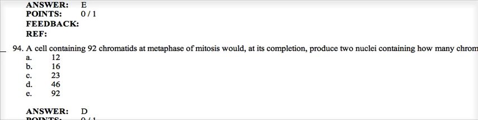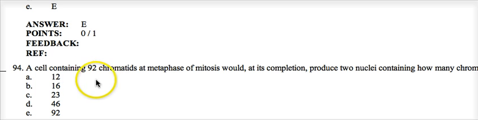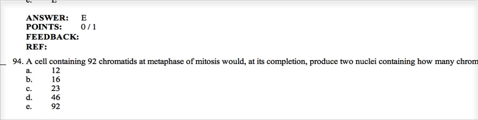The answer is D, 46, so half of 92, because the daughter nuclei are each going to have half of this, because during metaphase we're at doubled, and we're going to split into 2 cells. Right, so that means that the original cell in the G1 phase had 46.